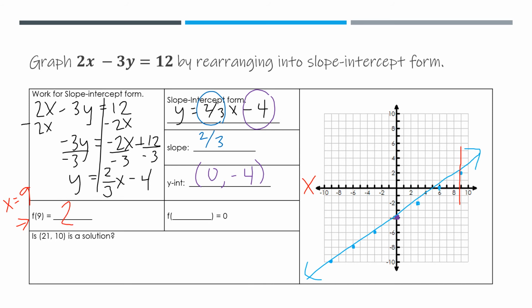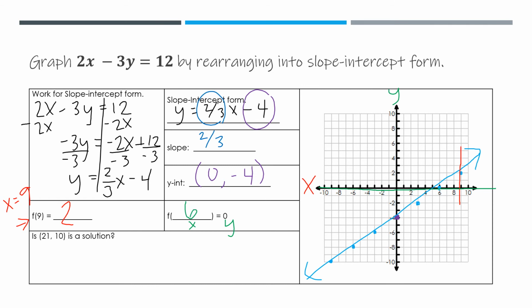For this f of what equals 0, we're trying to find x, and it's telling us that y is equal to 0. So I'd go on the y-axis to 0, which is right at the origin, and so I'm looking for where it hits here. And make sure you're looking at your points. My line is a little bit off, but the x value would be 6. So f of 6 equals 0.